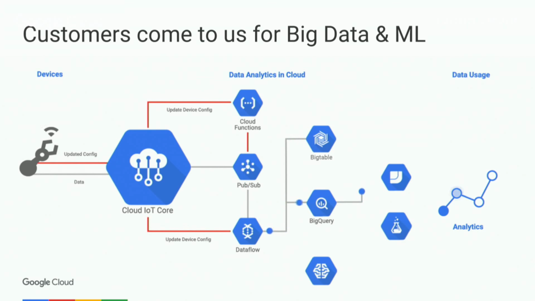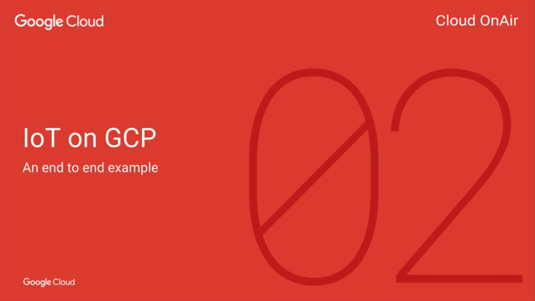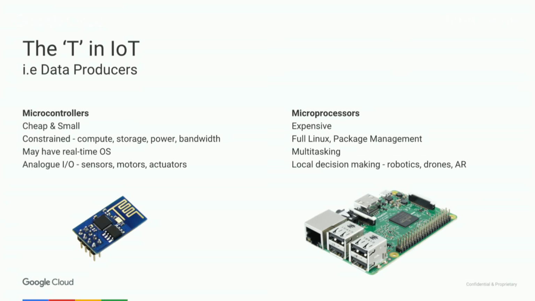Now, this is just an example here, but in this session, I'm going to show you a real end-to-end live demonstration. So let's take a look at this end-to-end example, what we have built for you here. Let's start by discussing a little bit the devices. What kind of IoT devices are there in the world? I think there's two kinds of IoT devices. The one on the left is a microcontroller.